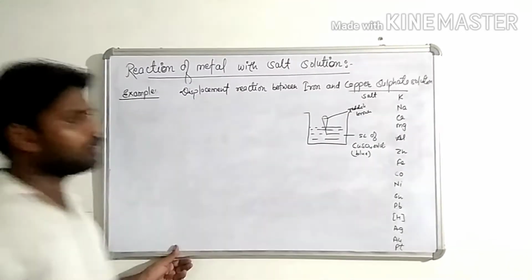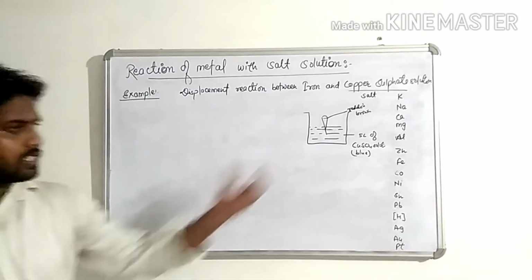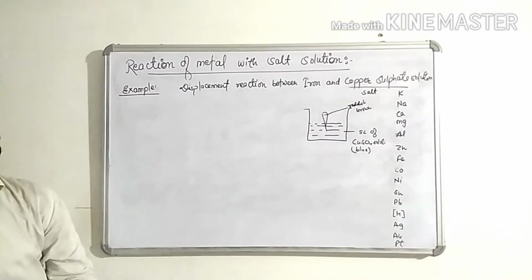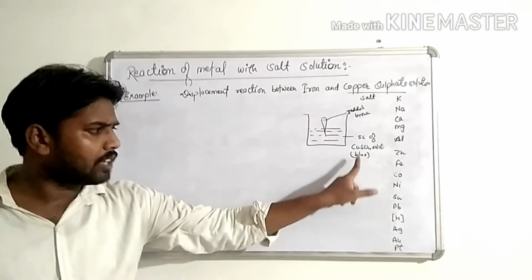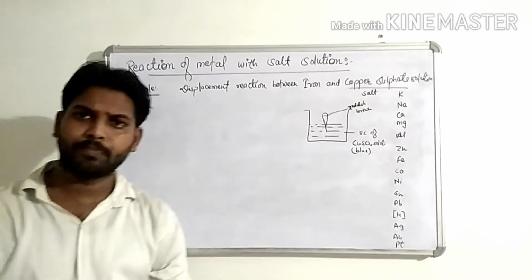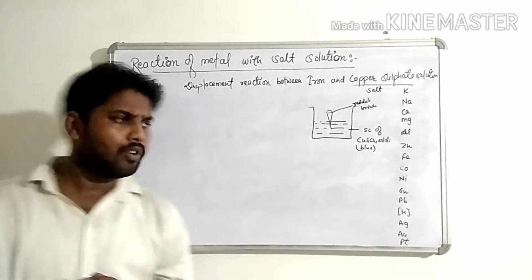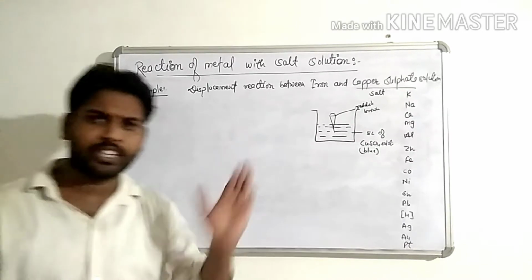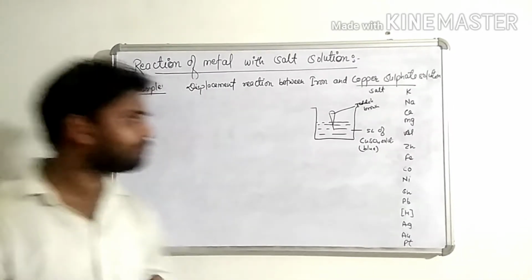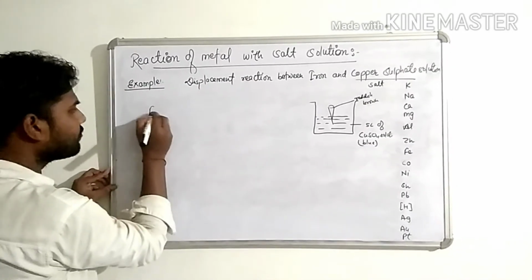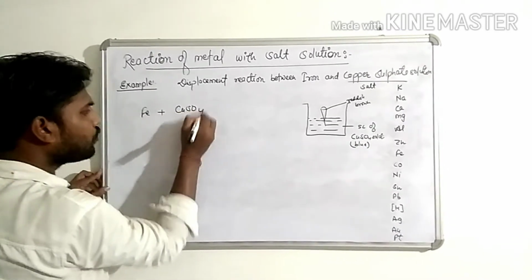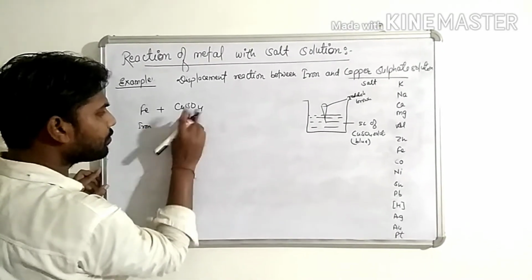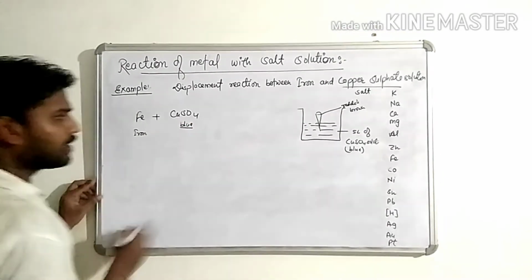If we leave this for a short while, we observe that the blue color of copper sulfate fades away. The conclusion is that the blue color of copper sulfate fades away and becomes green in color. See children how. CuSO4, iron and blue in color. Clear children?